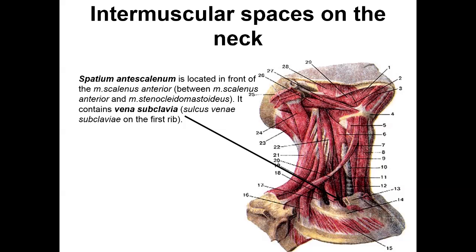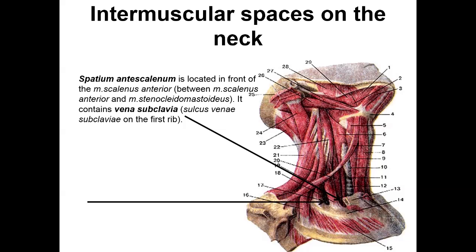Or, in other words, between musculus scalenus anterior and musculus sternocleidomastoidus. But here, together with the clavicle, musculus sternocleidomastoidus was cut and removed. And this spatium antescalenum contains vena subclavia, and we remember about sulcus venae subclaviae, which we can find here on the first rib.